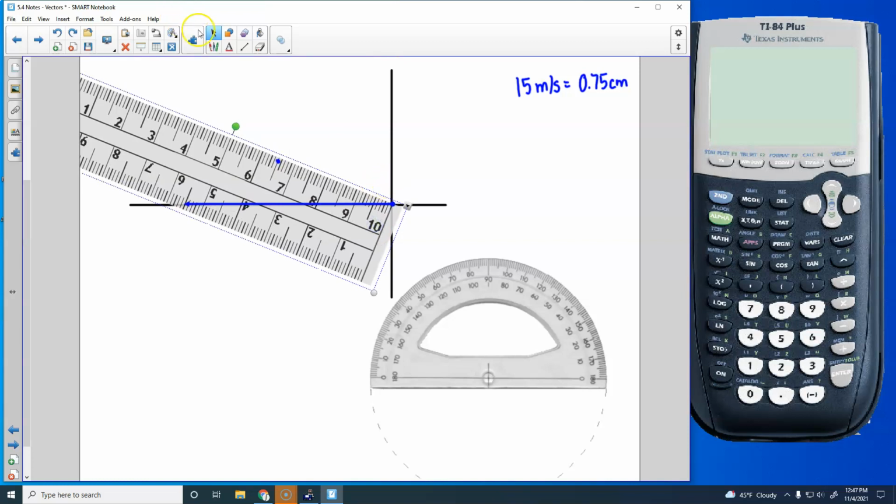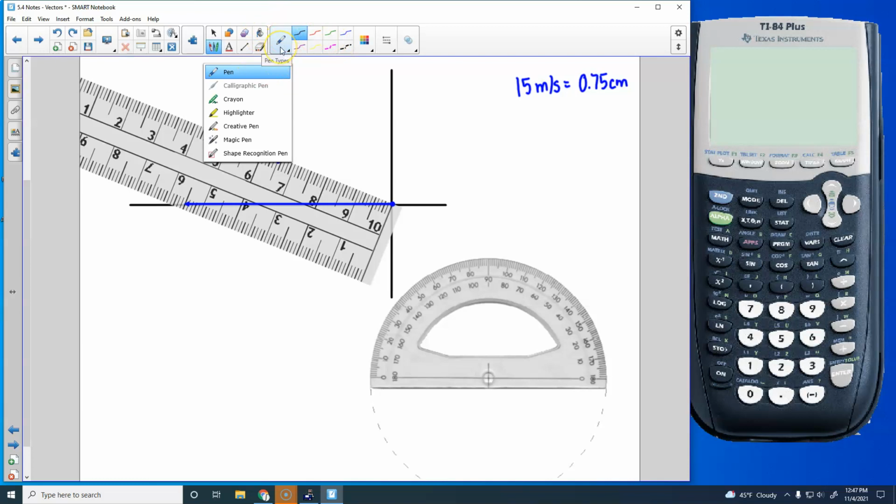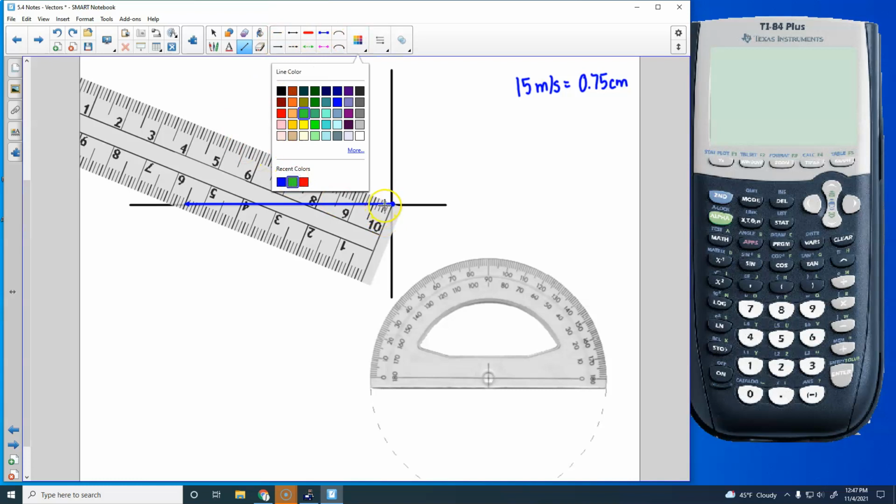So if we do that here, I realize my angle's a little off. If we draw this vector, I'm going to use green here. 0.75 is just going to look about like this. It's going to be a little teeny tiny vector.